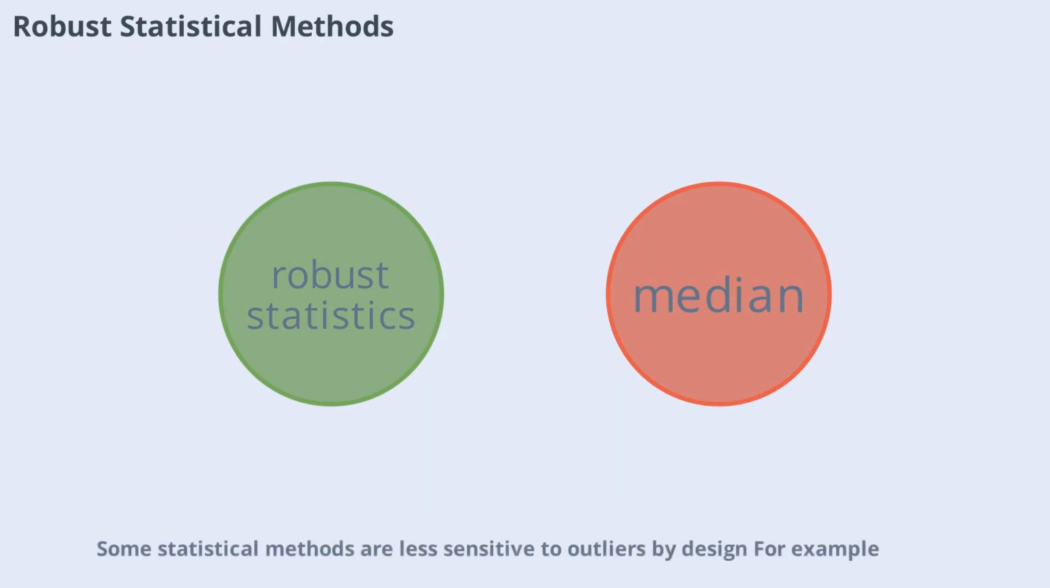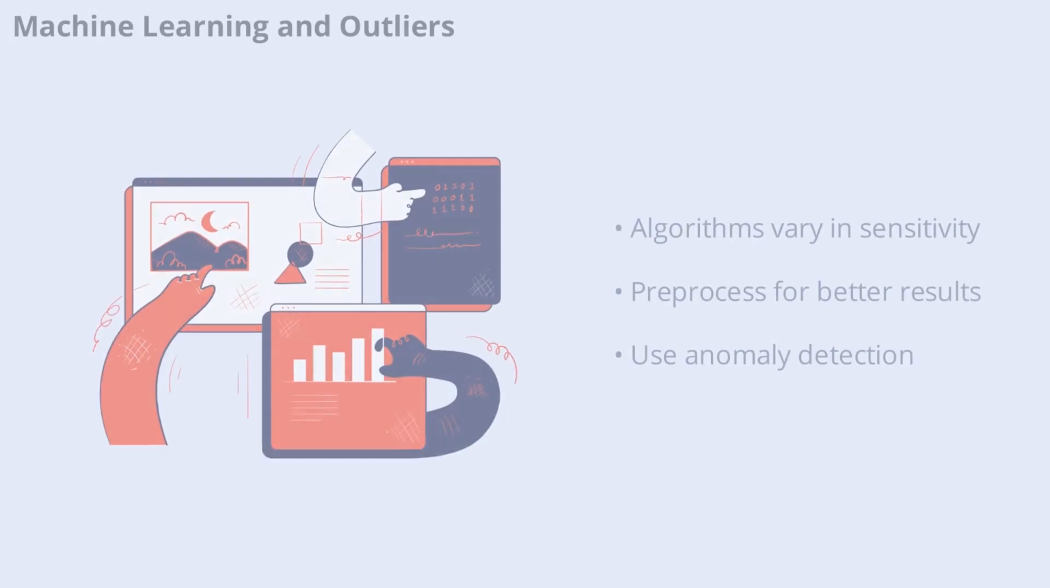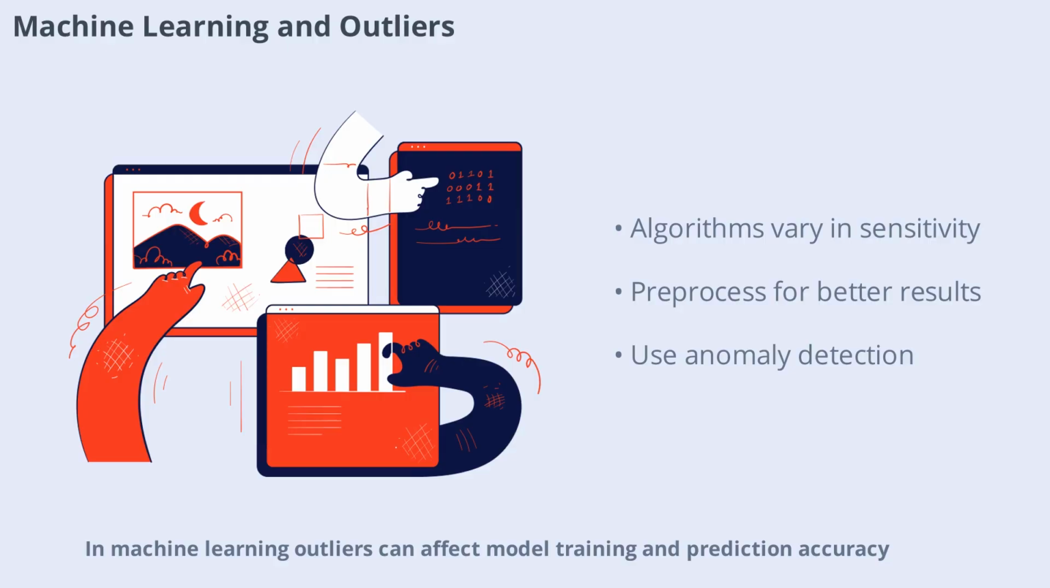Some statistical methods are less sensitive to outliers by design. For example, using the median instead of the mean or employing robust regression techniques can help minimize the impact of extreme values. These methods are particularly useful when you expect outliers to be present and want to reduce their effect on your analysis. In machine learning, outliers can affect model training and prediction accuracy.